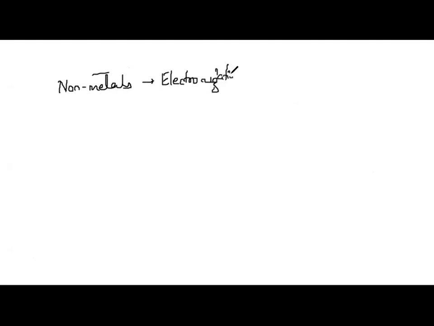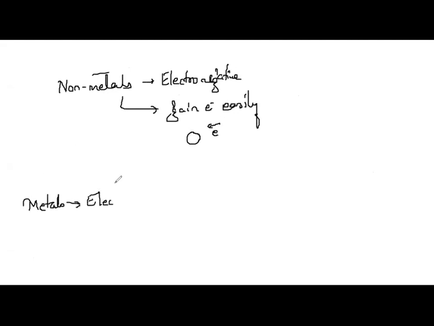Actual definition of electronegativity is the tendency to attract the shared pair. But just remember, non-metals have the capacity to gain electrons easily because they have smaller atomic size. Their atomic size is very small. Therefore, if any electron is in the vicinity, they will immediately gain it. So metals are electropositive. Electropositive means what? They tend to lose electrons.